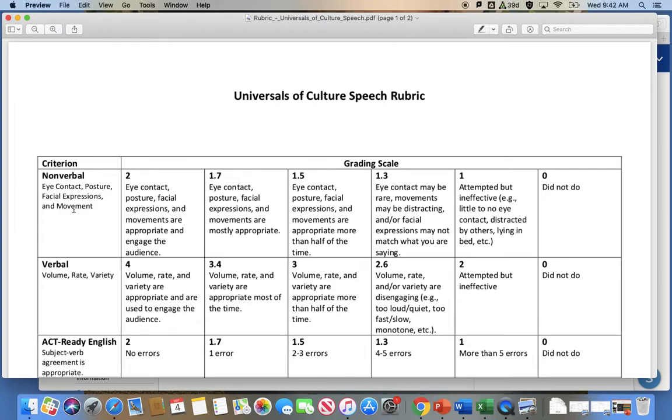So make sure you're on camera. Basically, what we're looking for to get an A is that you have eye contact, posture, facial expressions, and movements are appropriate and engage the audience. Stepping down, they're mostly appropriate. About half the time they're appropriate. A D would be eye contact may be rare, movements may be distracting, and or facial expressions may not match what you're saying. And then 50% would be attempted but ineffective, little to no eye contact. You might just be reading off a sheet, distracted by others, like you wave to someone or you look over at someone like that. You're lying in bed, etc.